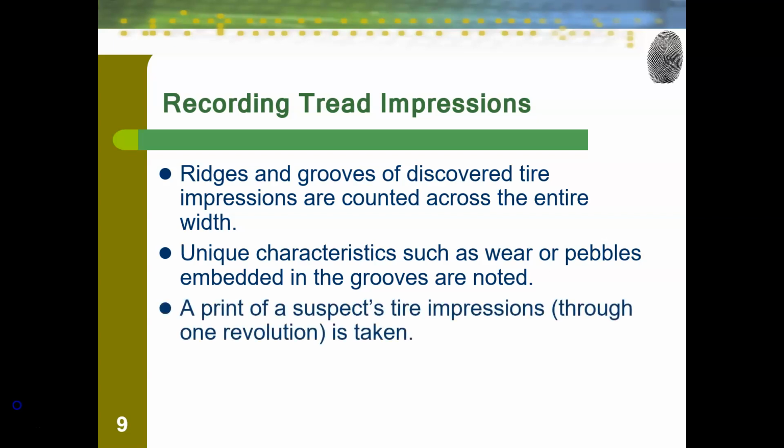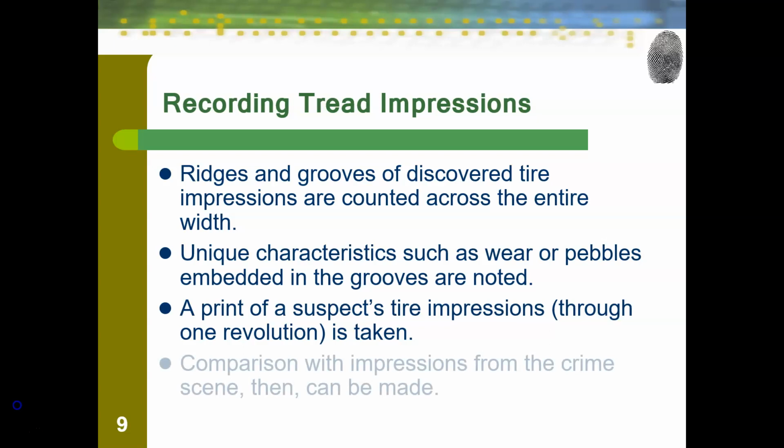And then a print of a suspect's tire is going to be taken, and we have to take one whole revolution, meaning you mark where you started and you take the impression going around the entire tire. That's because we don't know at our crime scene what part of the tire left the impression, so we need to have the whole tire. And you do this for all 4 tires. Then we can make comparisons with the impression based on what we have on the crime scene and the suspects to see if they are in fact a match.